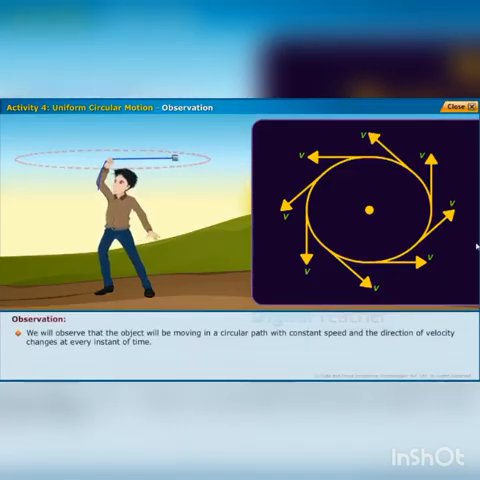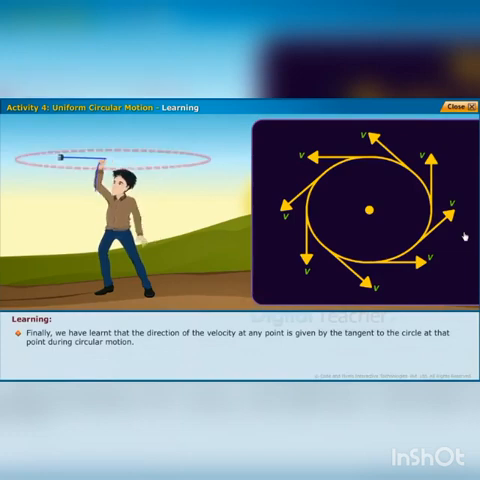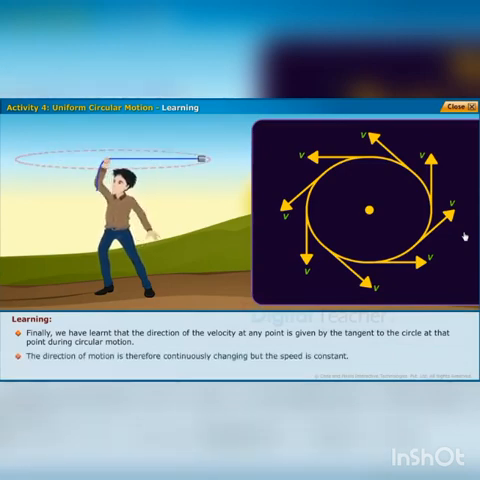We will observe that the object will be moving in a circular path with constant speed and the direction of velocity changes at every instant of time. Finally, we have learned that the direction of the velocity at any point is given by the tangent to the circle at that point during circular motion. The direction of motion is therefore continuously changing, but the speed is constant.